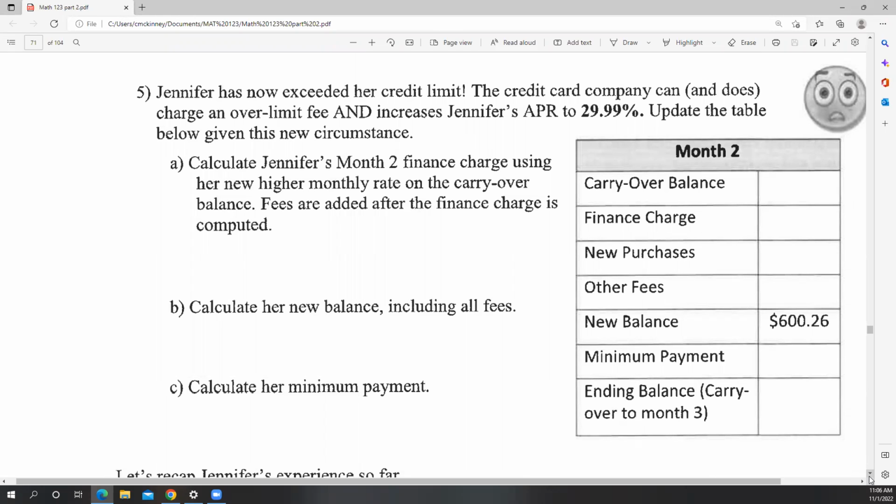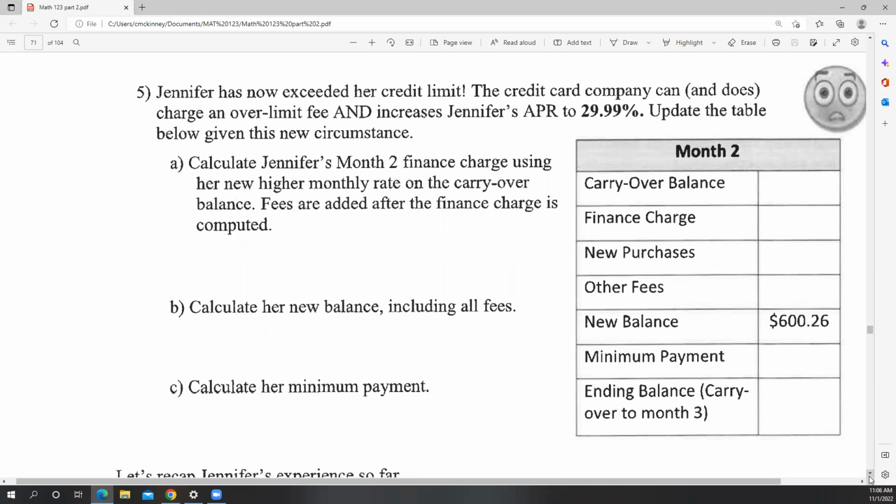But Jennifer's credit limit was only $500. So we are in some trouble now. Jennifer is in some trouble now. She has exceeded her credit limit. And so the credit card company is going to charge her an over the limit fee. And her APR is no longer that 15.99. Now it's 29.99.